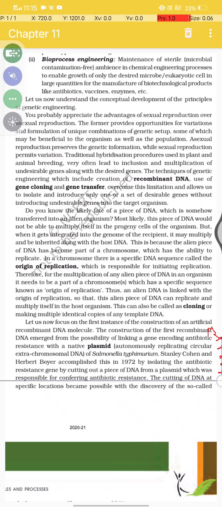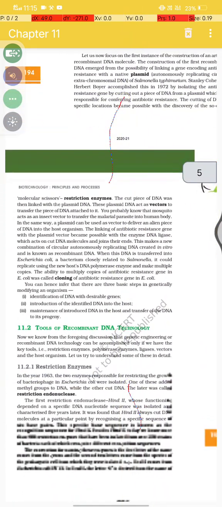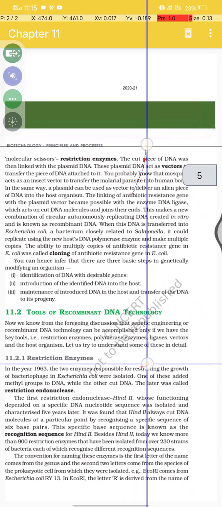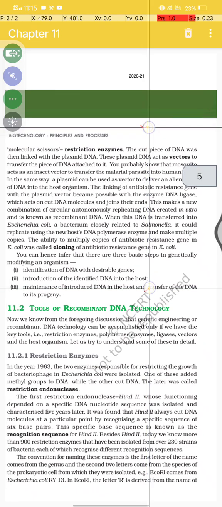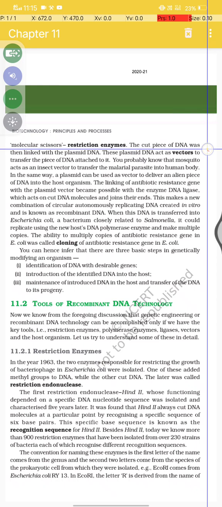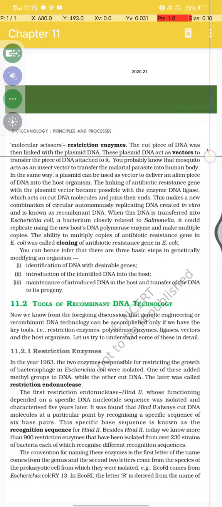resistance. The cutting of DNA at a specific location became possible with the discovery of the so-called molecular scissors, restriction enzymes. The cut piece of DNA was then linked with the plasmid DNA. The plasmid DNA acts as a vector to transfer the piece of DNA attached.